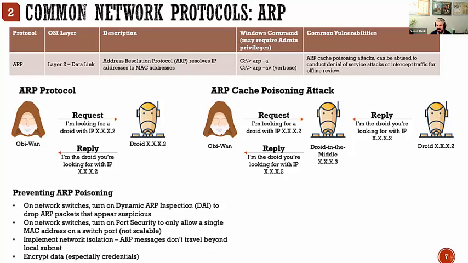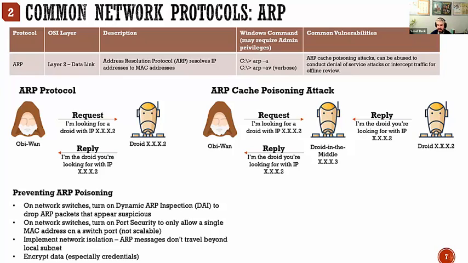An ARP cache poisoning attack is where we have a man in the middle. We've got the legitimate OB1 trying to get to the legitimate droid number 2 on the far side of the screen, and it says I'm looking for that droid, but then the droid in the middle, which is a .3, says I'm that droid, when in reality it's not. So it's tricking OB1 into talking to that droid in the middle versus the legitimate droid on the far side.